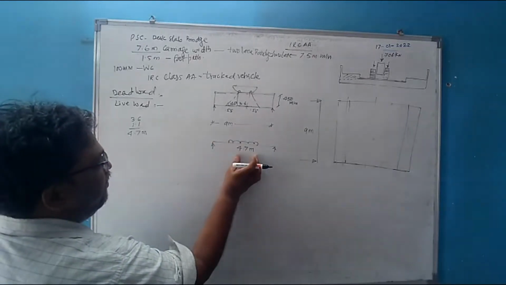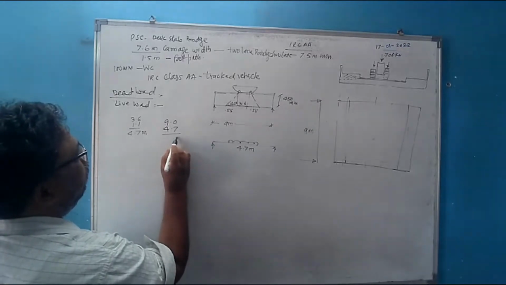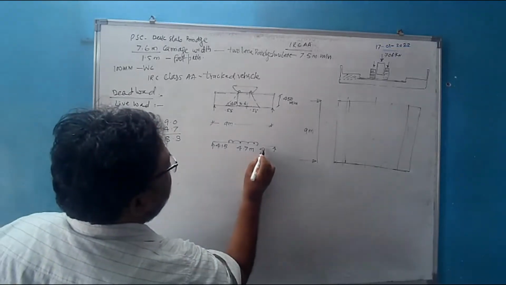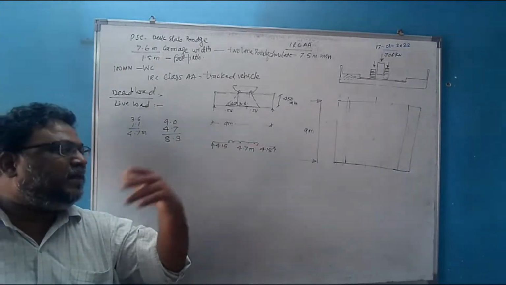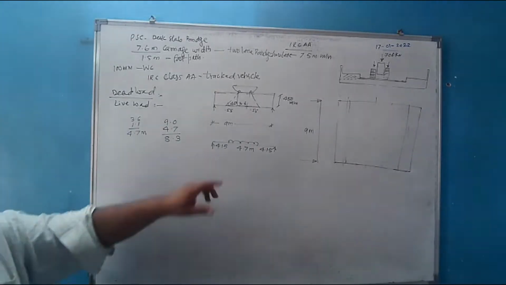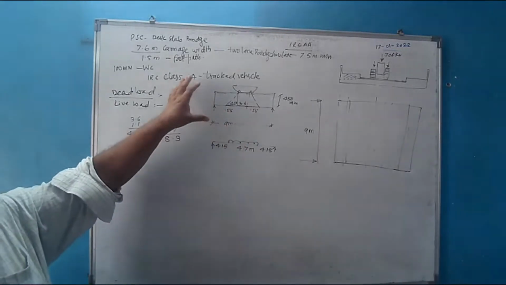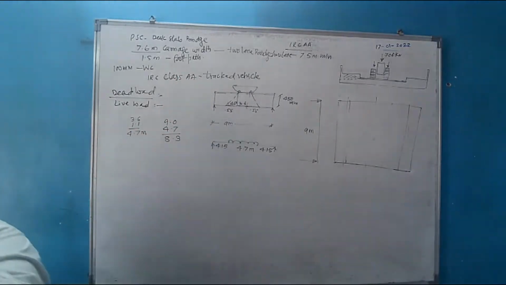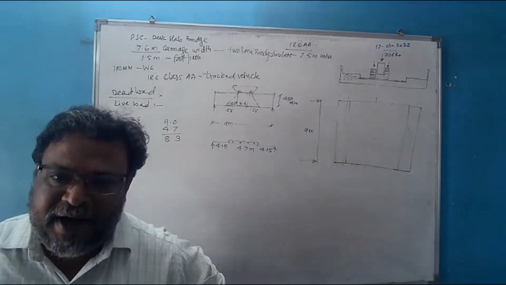Subtract 4.7 meter from 9 meter. It is 9 minus 4.7, so that will be equal to 4.3. So it will be equal to 2.15 on either side because this is placed symmetrically at the center. On this much of span the effect of this load will be. Because when I design this deck slab, the deck slab will act as a flexural member. It is a bending member, so we have to design it for bending.